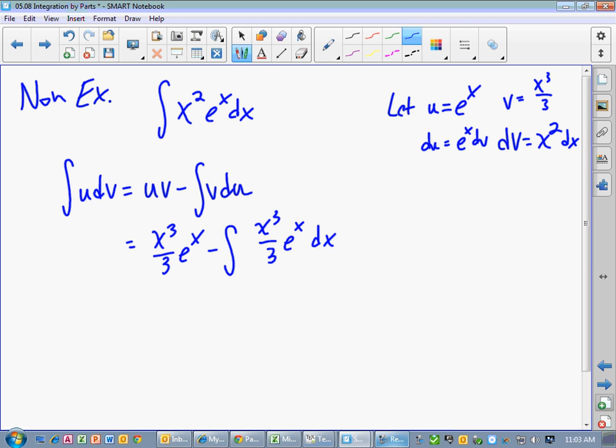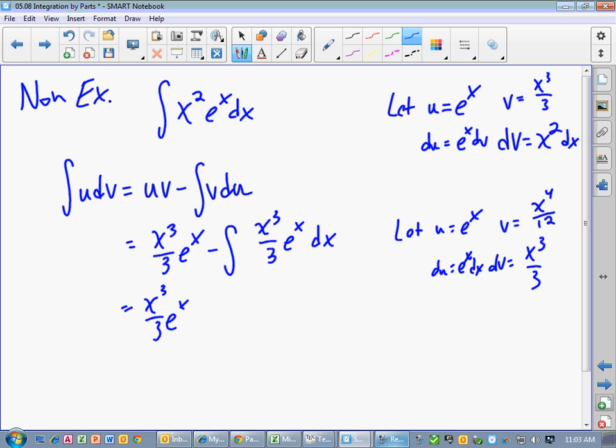Well, maybe like last time. Maybe. Okay, let's continue. All right, we can't integrate this. Let's try. Okay, so let u equal e to the x. dv is now x cubed over 3. So du is e to the x dx, and v would be x to the 4th over 12. And so we have x cubed over 3 e to the x minus uv, so that's x to the 4th over 12 e to the x minus the integral of x to the 4th over 12 e to the x dx. So what's happening here?